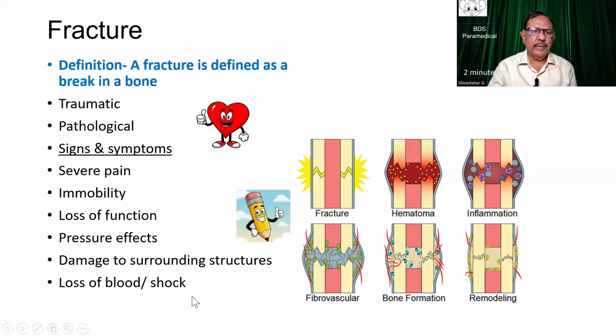The signs and symptoms are severe pain, immobility, loss of function, pressure effects on the surrounding structures, damage to the surrounding structures, and loss of blood or shock.